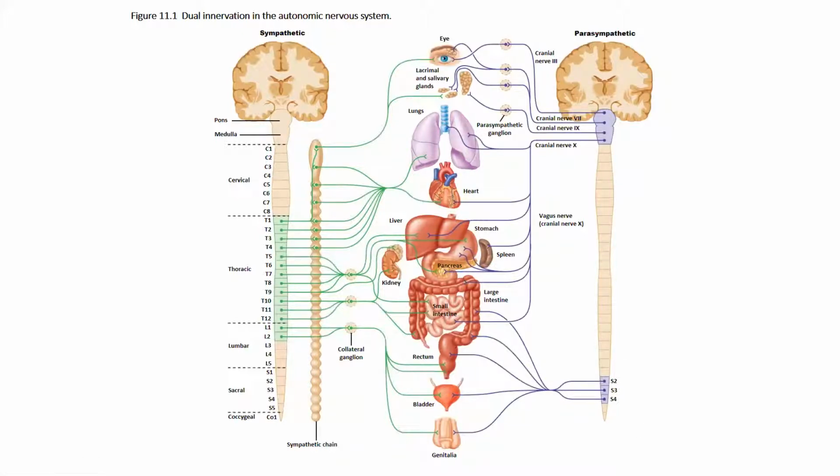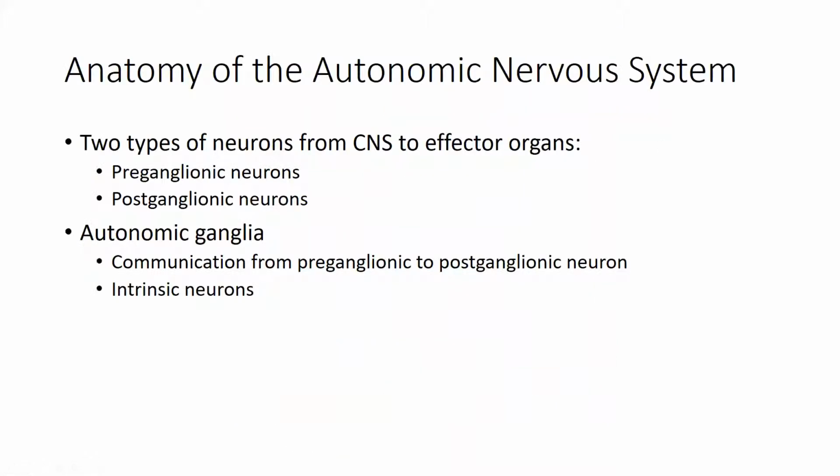All right, so just to recap here, this image shows us the areas of the spinal cord and of the brain, because these cranial nerves are originating in the medulla. So the areas of the spinal cord and the brain that give rise to the fibers of the sympathetic and the parasympathetic side. Right? And we'll continue to refer to that image as we move on.